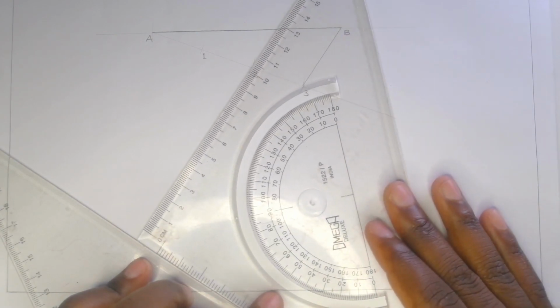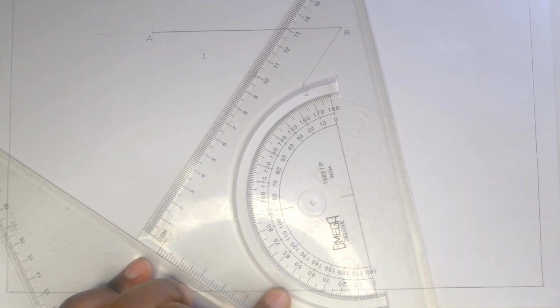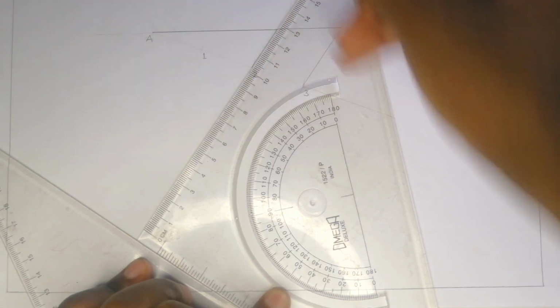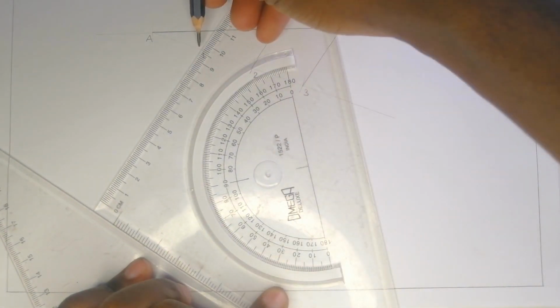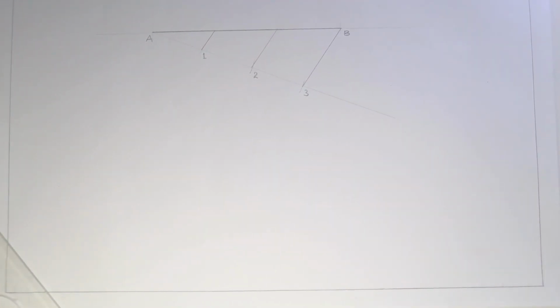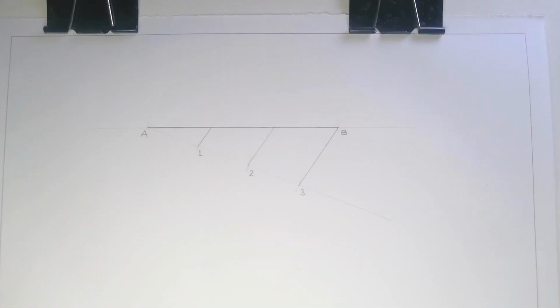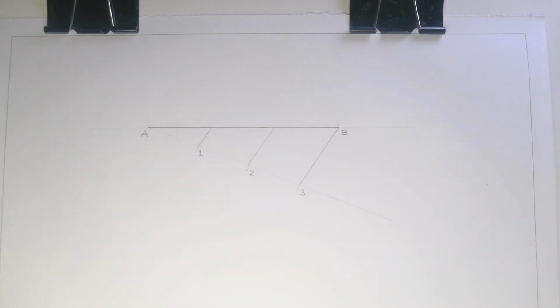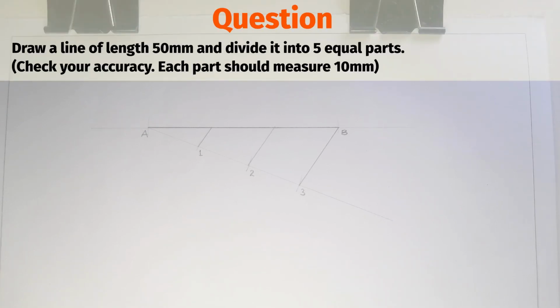After that, I go to point 2 here, and I mark point 1, and I do the same. What you're going to see is that I now have the line AB divided into 3 equal parts. This is my first part, my second, my third part. Now, your job is simple in this lesson. You're going to draw a line 50 millimeters and divide it into 5 equal parts.